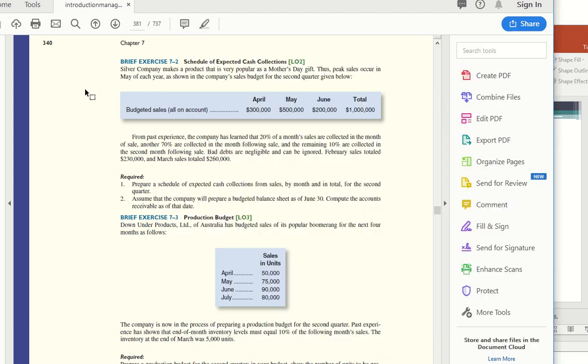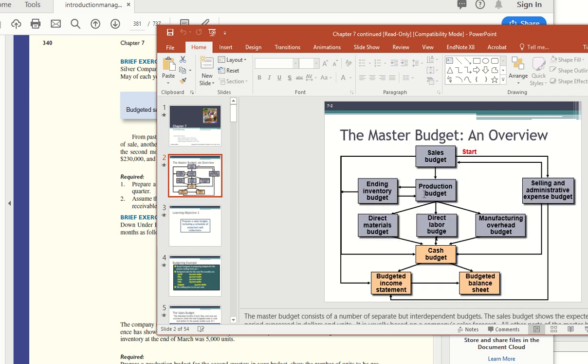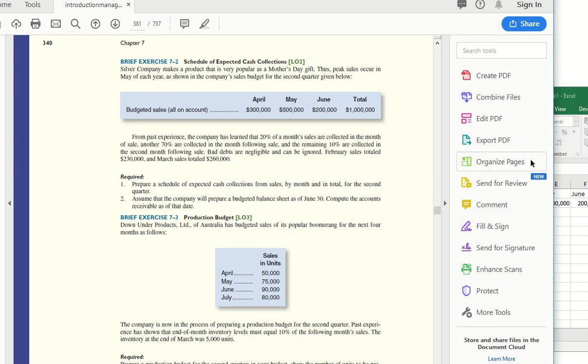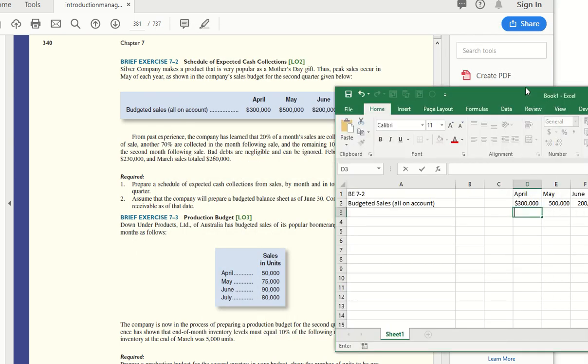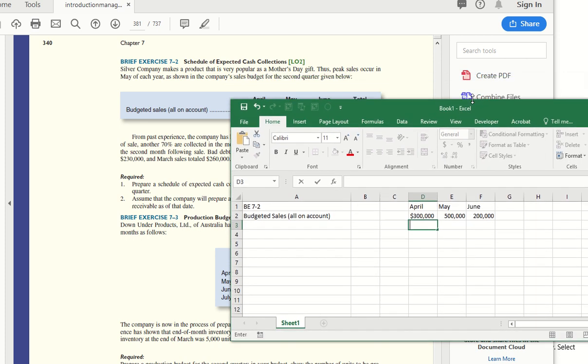Class, I wanted to do a brief exercise, 7-2, schedule of expected cash collection. This is from our sales budget, including a schedule of expected cash collection. The sales budget is the start of the master budget, so let's start doing that. Budgeted sales on account: 300,000 for April, 500,000 for May, 200,000 for June.